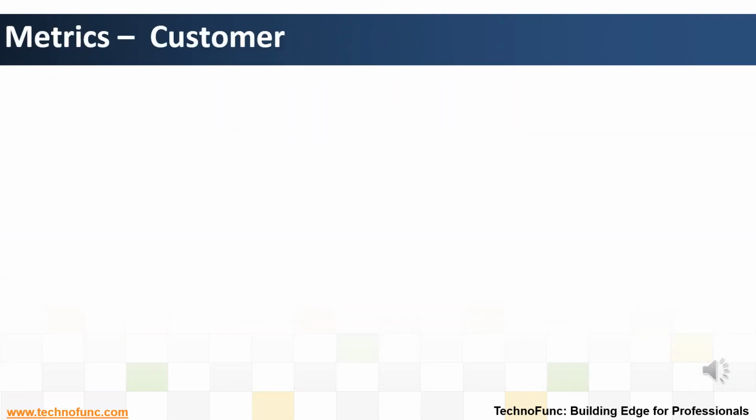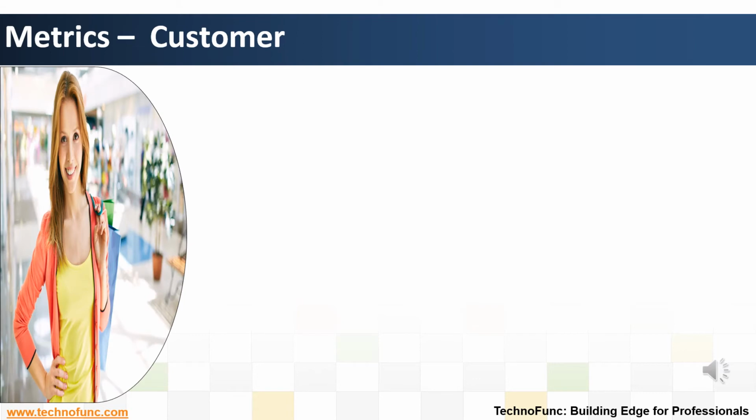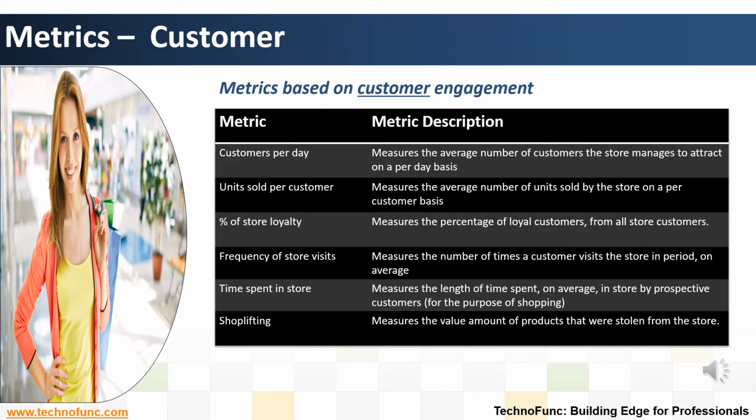Now, we will focus on metrics based on customer engagement. Customers per day measures the average number of customers the store manages to attract on a per day basis. Units sold per customer measures the average number of units sold by the store on a per customer basis. Percentage of store loyalty measures the percentage of loyal customers from all store customers. Loyalty should be defined based on several attributes, such as size of purchases, time spent in store, and frequency of purchase.